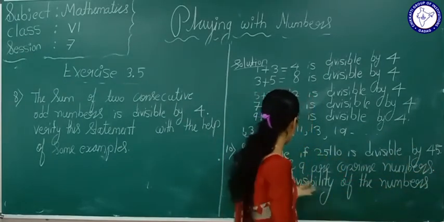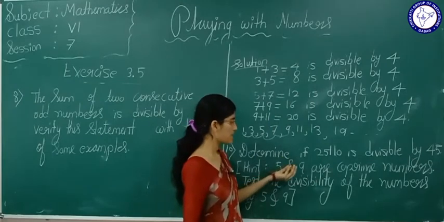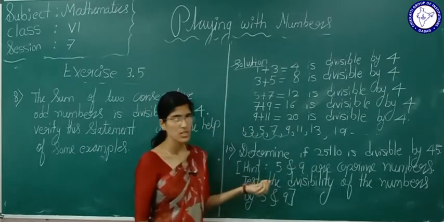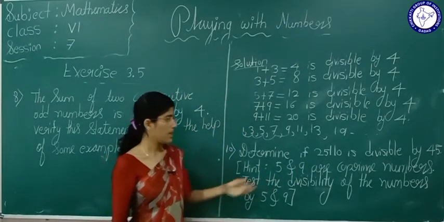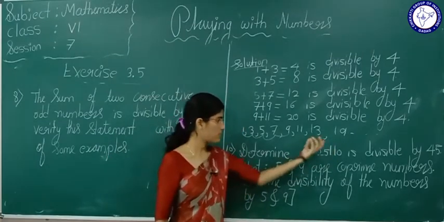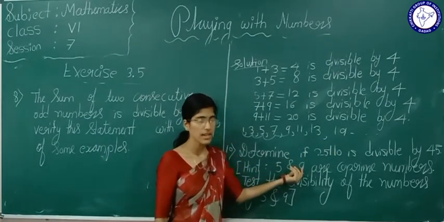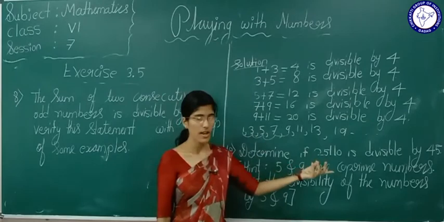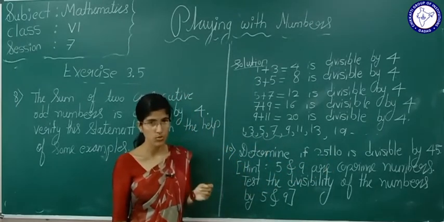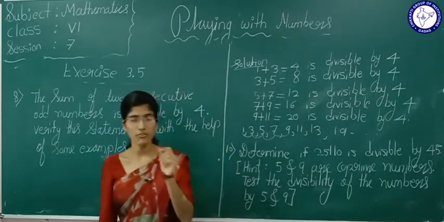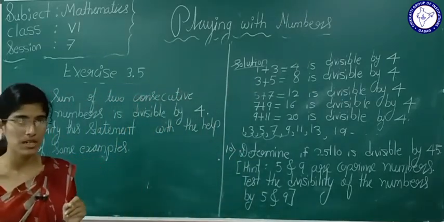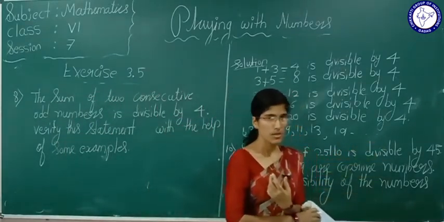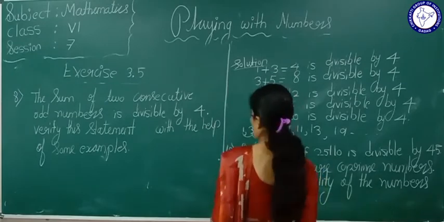Now here, students, they have given a hint here, 5 and 9. Check the divisibility with 5 and 9. These two are co-prime numbers, yes or no? 5 and 9 are co-prime numbers. If this number is divisible by 5 and if this number is divisible by 9, definitely the product of these is what? 5 nines are 45. I told you in the divisibility rules, if a number is divisible by two co-prime numbers, definitely it will be divisible by their product. Okay, I will explain, you see here.